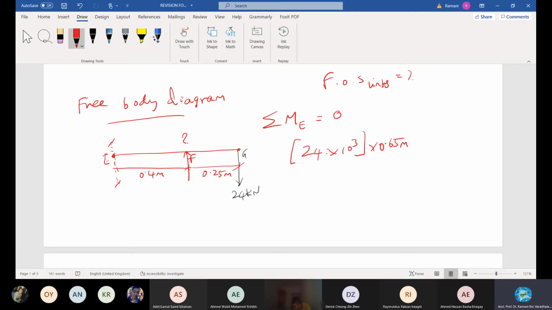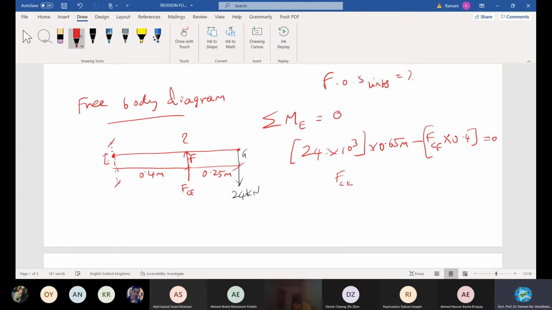F will be positive or negative? Negative. That is our unknown, right? So it will be the reactive force, let it be FCF, times how much is the value, into 0.4, simple 0.4. Clear? We have done for this unknown, equal to 0. How much is the FCF value?